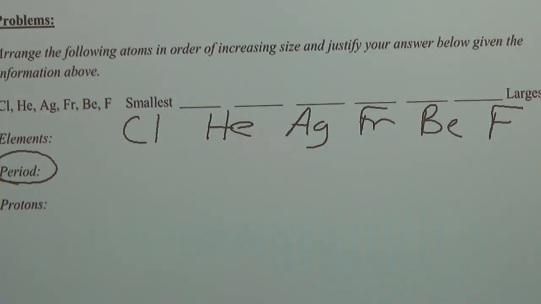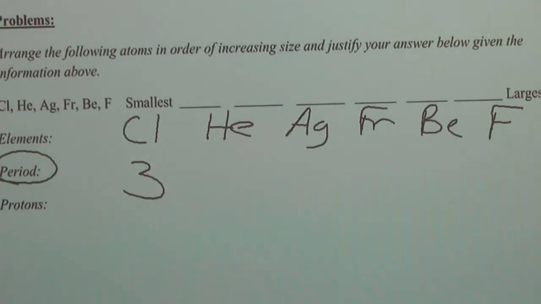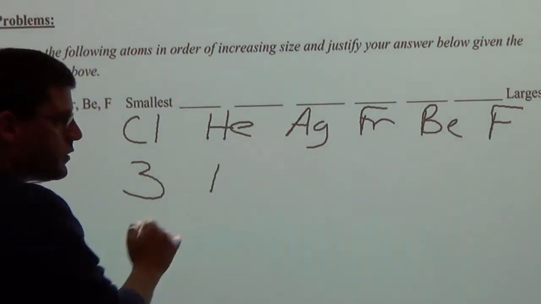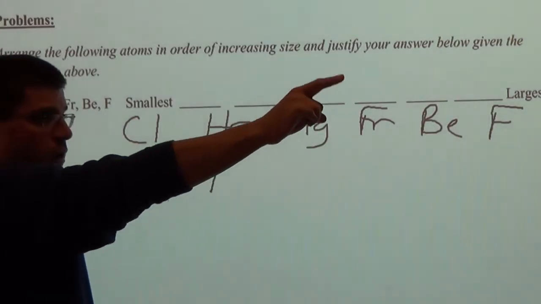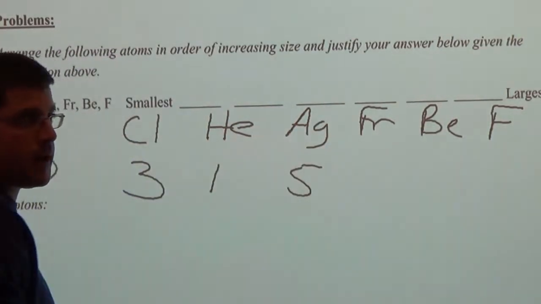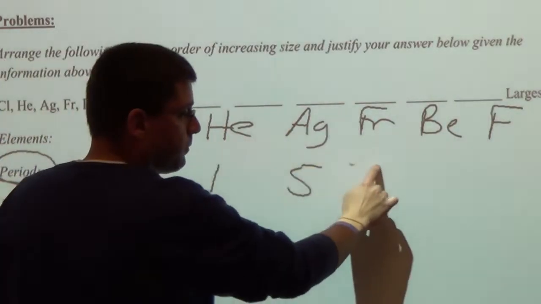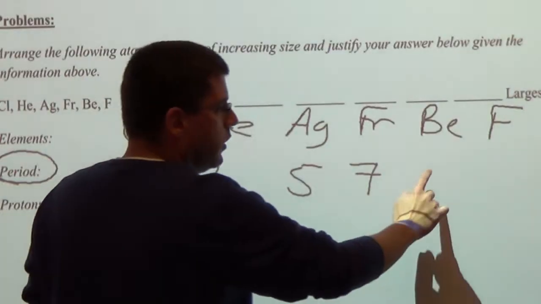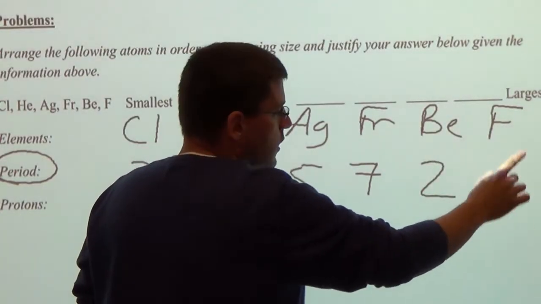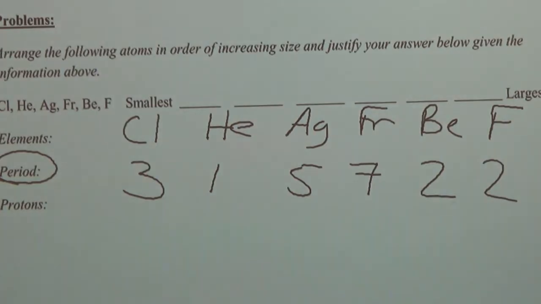So when I look at the periodic table, I see that chlorine is in period 3. We see helium is in 1. Silver, Agnes, right? 1, 2, 3, 4, 5. Period 5, right? Double checking, it's my eyesight. Francium is in period 7. Beryllium is in 2. Fluorine is in 2.